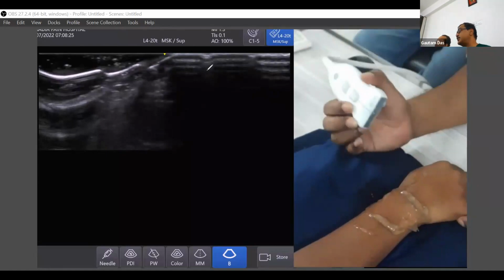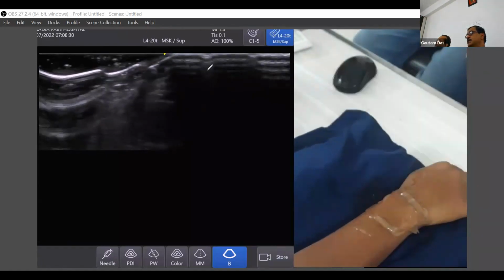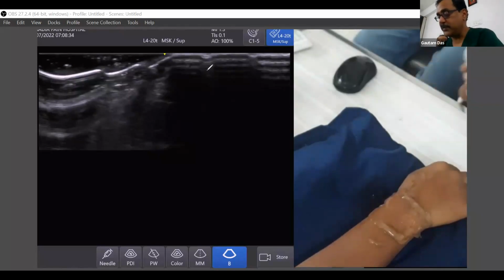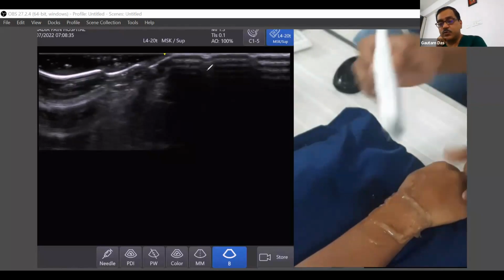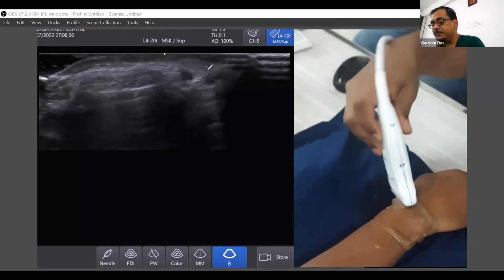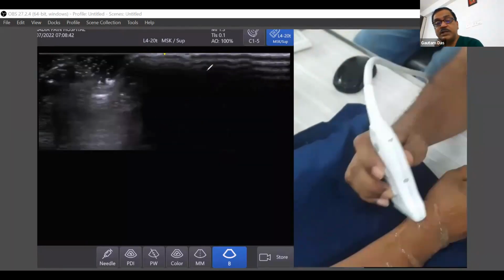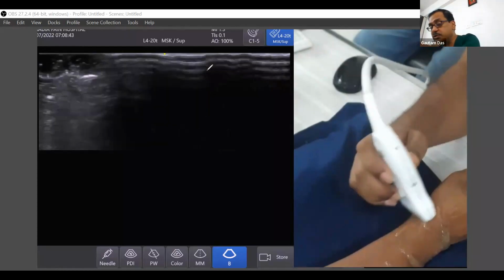If you have any questions, if you wish to see anything here, okay. Another thing I forgot to show you is the nerve here. The posterior interosseous nerve I have shown, with the small tiny vessels just below the fourth compartment. But here, the superficial branch of the radial nerve is also seen in this dorsal compartment.